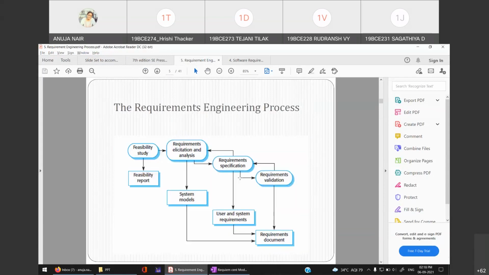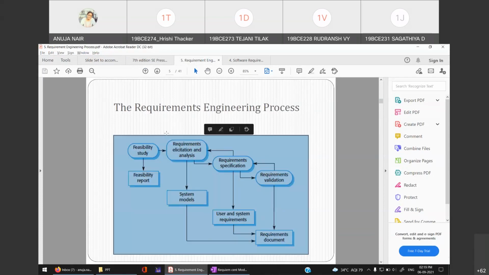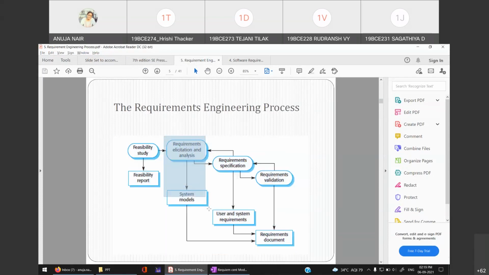Yeah, this one. So this was the requirement engineering process. We have studied this part, right? Feasibility report is completed. I mean, we know what all things are part of the feasibility report. And then we had completed this part, right? User and system requirements. Now we are in this part, elicitation and analysis. And what is the outcome of this particular phase? It is basically system models.